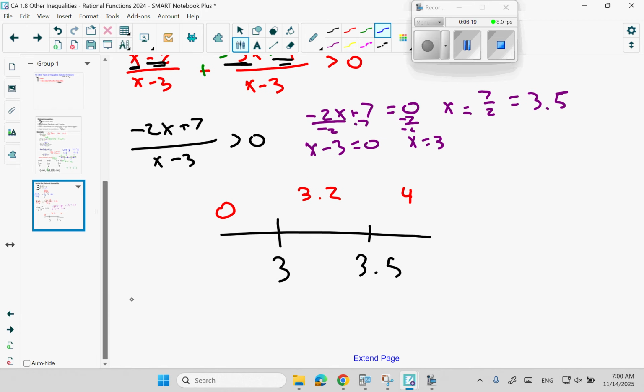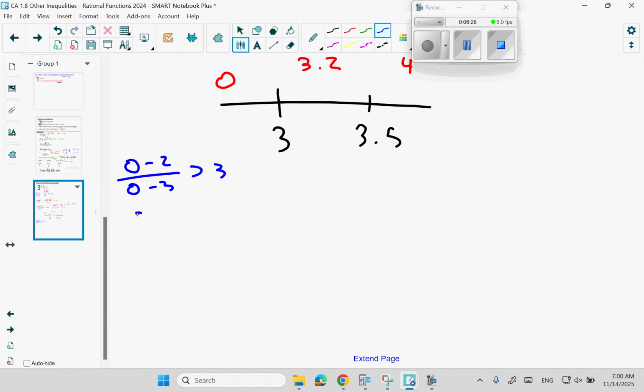So we have (0 minus 2) over (0 minus 3). Is that greater than 3? Well, 0 minus 2 is negative 2. 0 minus 3 is negative 3, which simplifies down to 2/3. 2/3 is not greater than 3, so that would be a false statement right there.